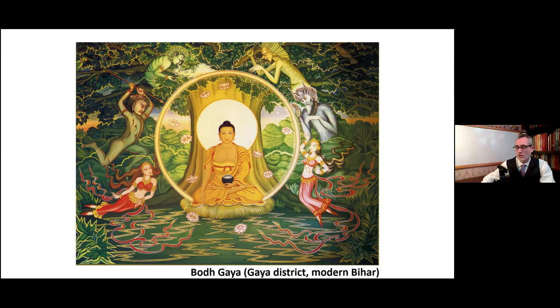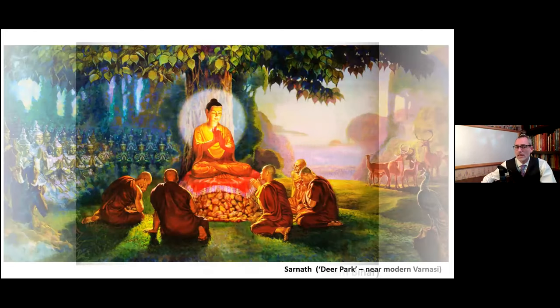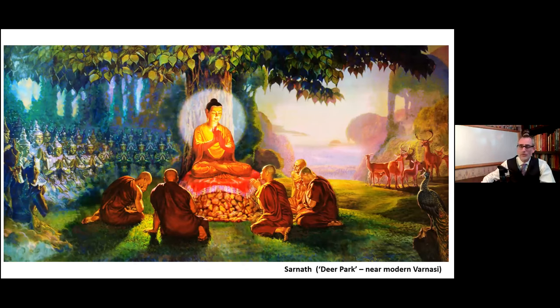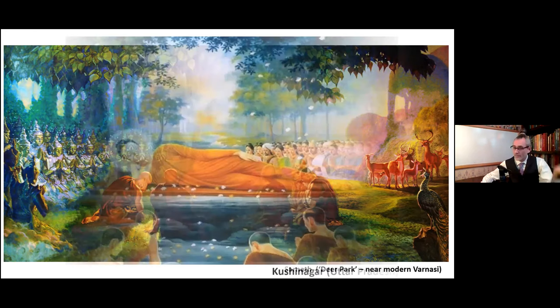This is about the age of 35, and where this happened was in Bodh Gaya, which is today the Gaya district, also in Bihar. And of course, after that, he found these five renunciants, bhikshus or bhikkhus, and this is the turning of the wheel at Sarnath, otherwise known as the Deer Park. That's in modern-day Varanasi. And so these spots, Lumbini Garden, Bodh Gaya, Sarnath, where he turned the wheel and taught for the first time. And then finally, Kushinagara.